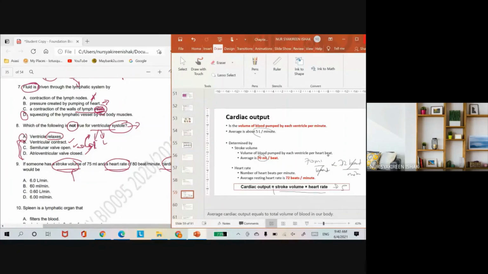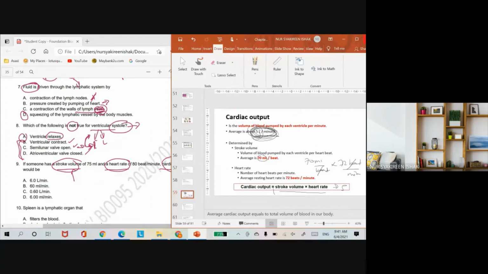So the beats cancel out. You have to include the unit in your answer as well. If you don't put the unit, it is wrong, understand? So 5 liters per minute. This 5 liters is the average amount of blood within the body of a normal average person. It means that in one minute, your heart pumps the whole of your blood throughout your body.